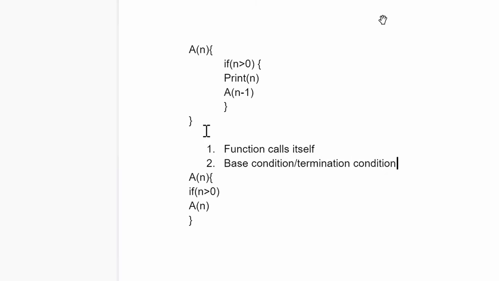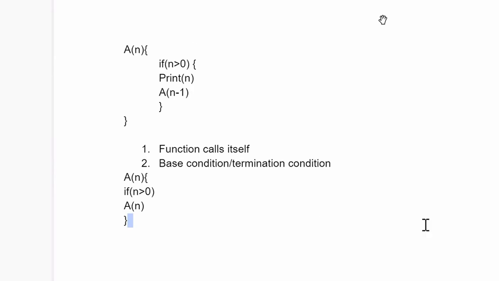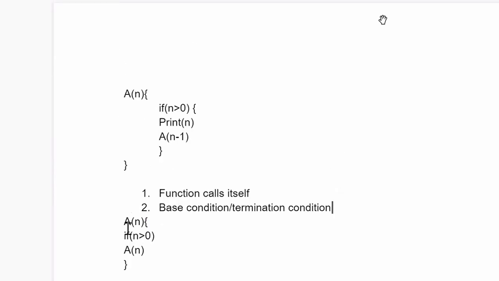So this function follows both conditions. That is the reason this is recursion, but this function is not recursion because there is no base condition where this function is getting terminated. That is the reason this is not a recursive function. So you're clear, right, why this is recursive and why this is not recursive?